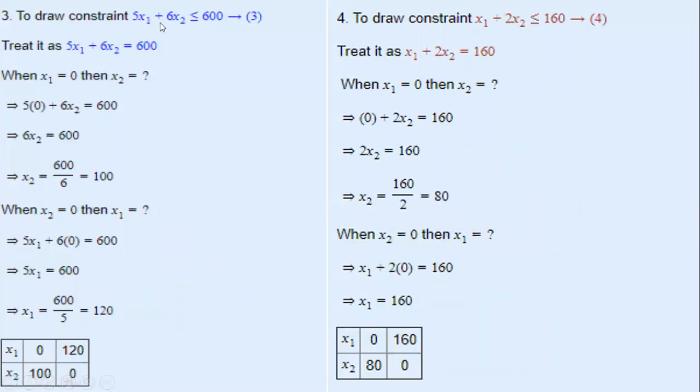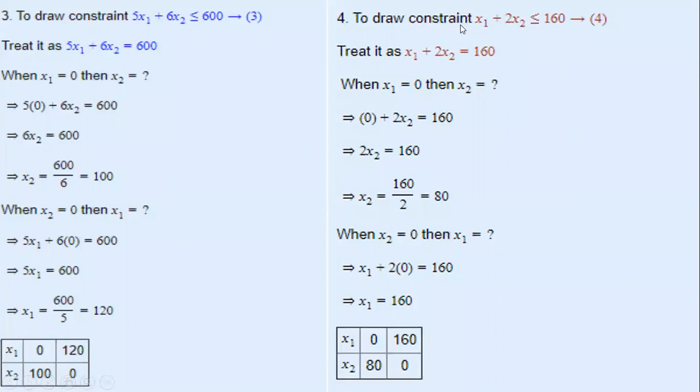The third constraint is 5x1 plus 6x2 lesser than or equal to 600. Convert this inequality, that is lesser than or equal to, into an equal to sign. So the equation becomes 5x1 plus 6x2 equal to 600. In this equation, first put x1 equal to 0 and find the value of x2. Then put x2 equal to 0 and find the value of x1. Now you have got the coordinates 0, 100 and 120, 0.